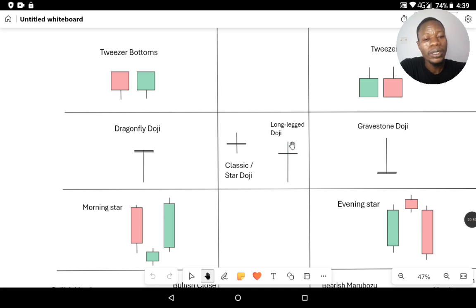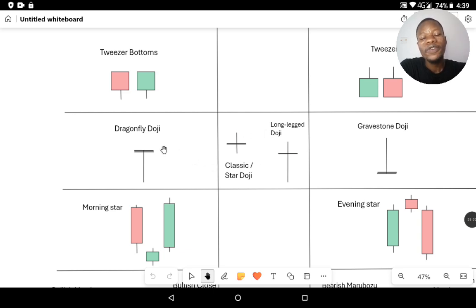So we have the long leg. That's when it is not balanced like this. When it is long, it could have a long leg. It could be a long head. Understand? So when you have it at the support, it shows that the market is about to reverse upside. When you have it at the resistance, it shows that the market is about to reverse downside. So these ones, they don't pick a side.